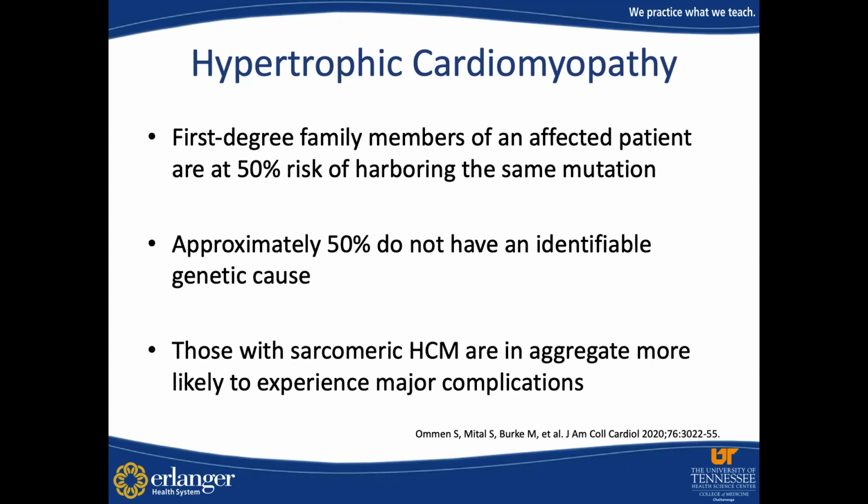And then when you have the truly genetic sarcomeric HCM, they tend to aggregate, and those people have much more complications. So it's almost a good thing if you can't find one of the specific genes that we test for in these patients, because you don't tell them this, but they technically have better outcomes.